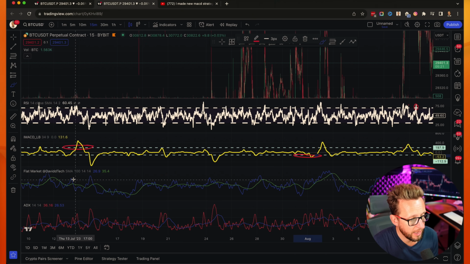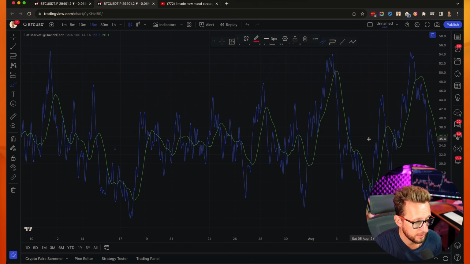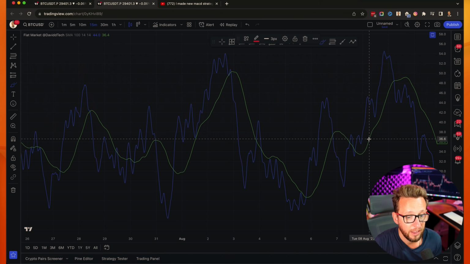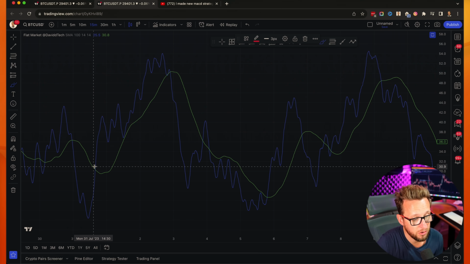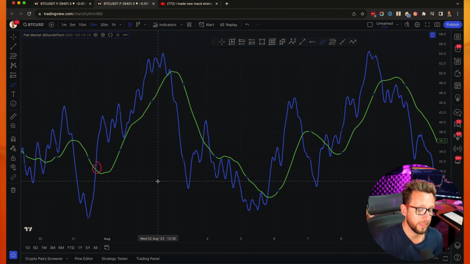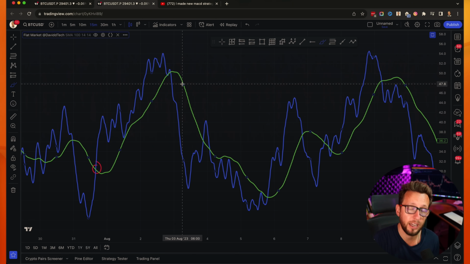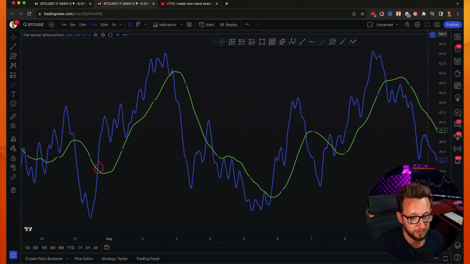Then we have the flat market, which is an indicator that I made myself. This is going to be replacing the one by Lux Algo. The reason is, like I said, this one helps us to find markets that are trending and not trending. I might make the green line a little bit thicker so you guys can see a little bit better. It's very simple. When the blue line is above the green line, we're in a trending market, so we look to short or long depending on the other confirmations. So that one's very, very simple.